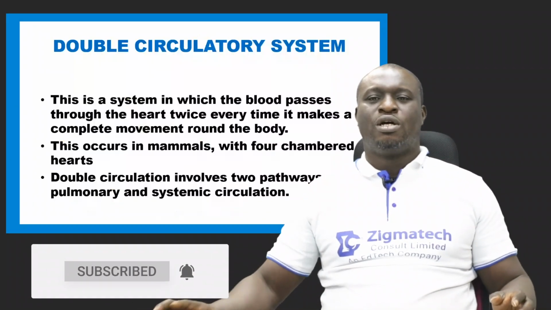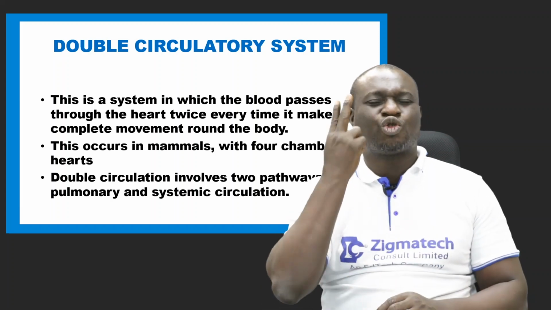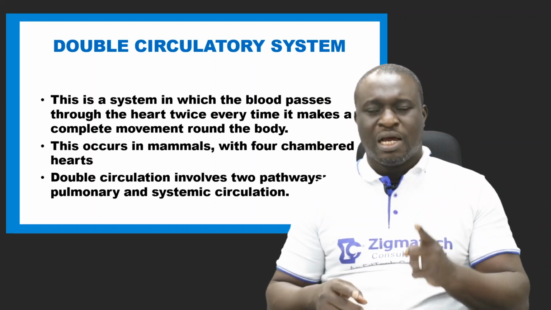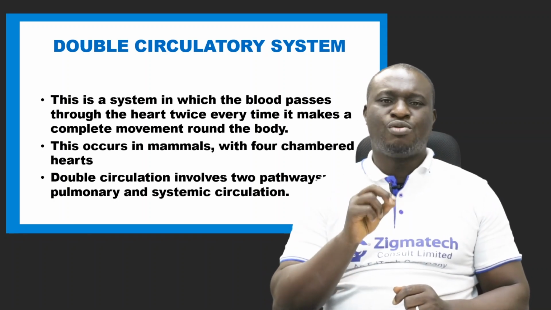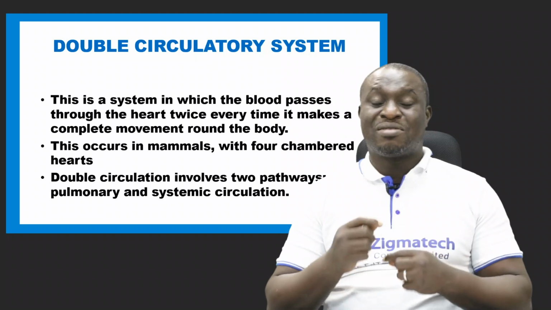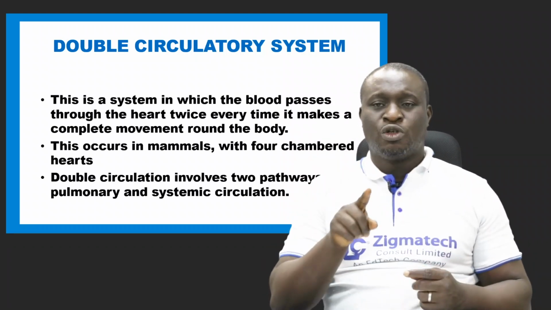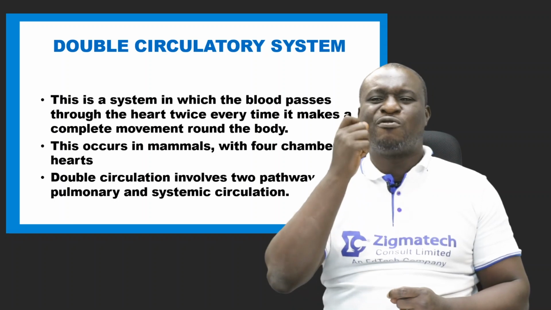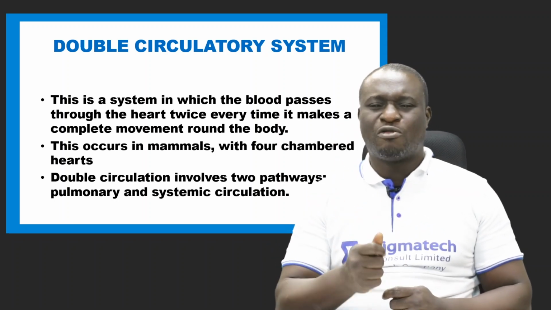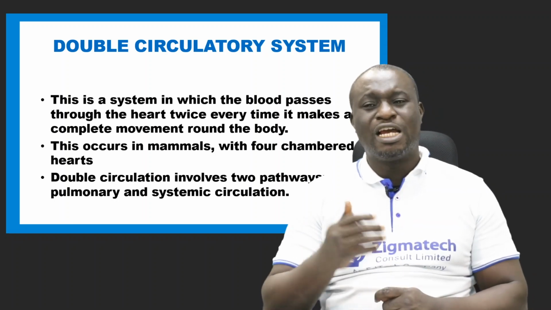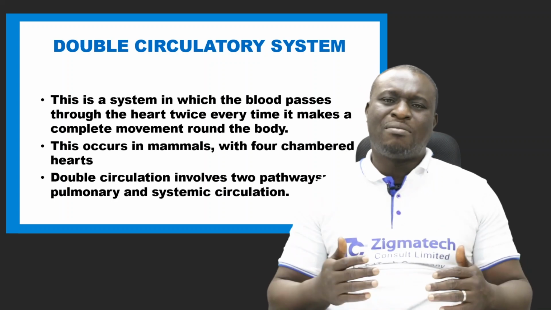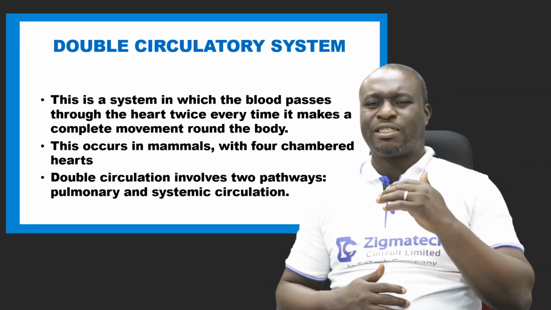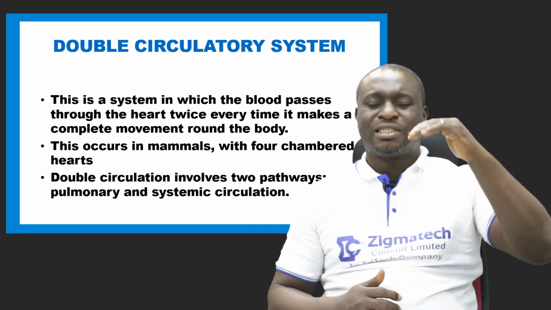Next is the double circulatory system. In double circulatory system, the blood passes through the heart twice, hence the name double. In single circulatory system, it passes through the heart once. This type is usually found in four-chambered hearts, mostly vertebrates such as mammals and aves. So in mammals and aves or birds, you see double circulatory system. But in pisces, which has a two-chambered heart, you see single circulatory system.